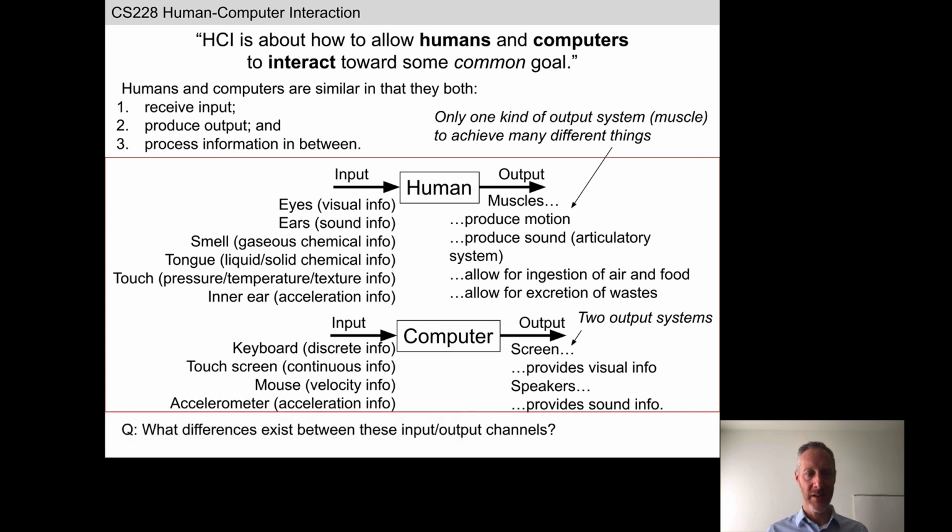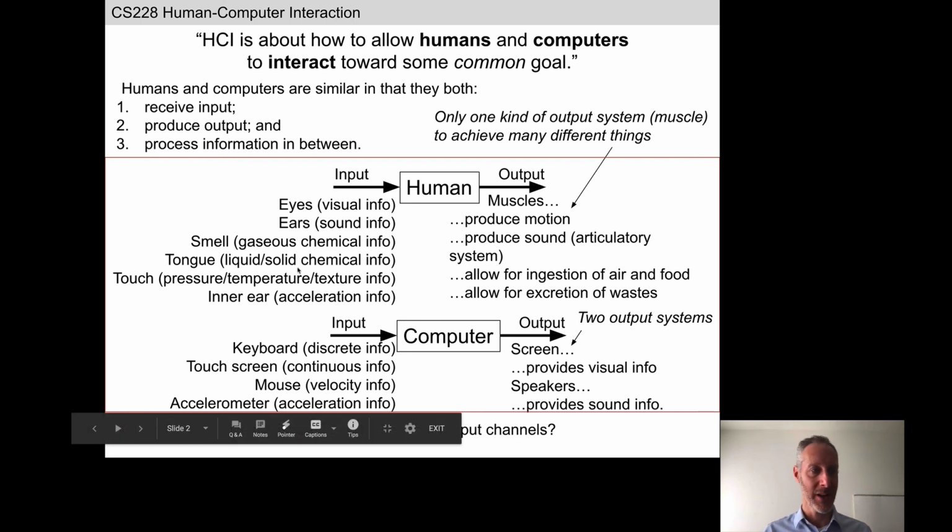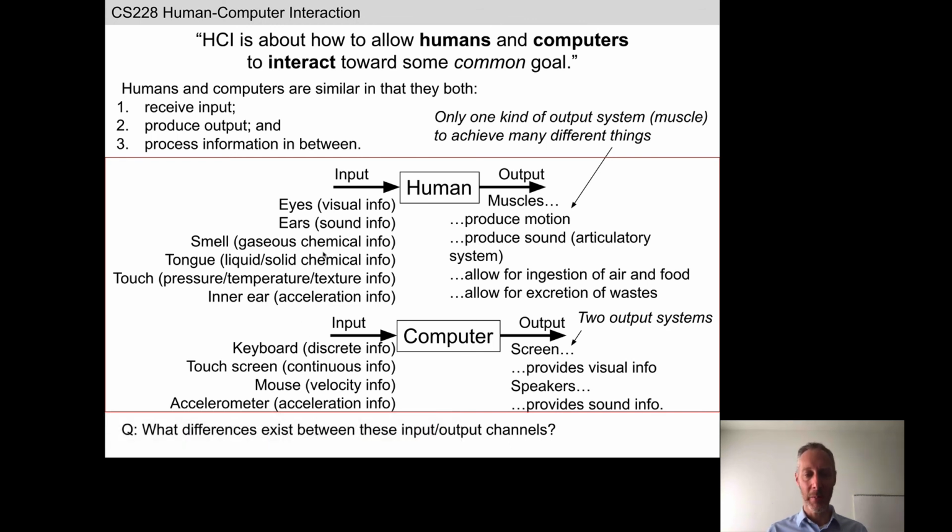I'm talking about the differences in the way in which we use these. Free will, we'll talk about free will a little bit later. Humans can focus on one input device. We will talk about the human capability for attention.